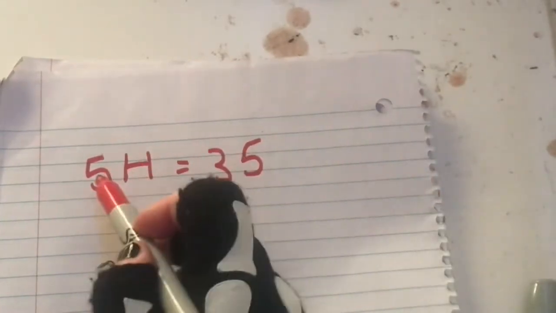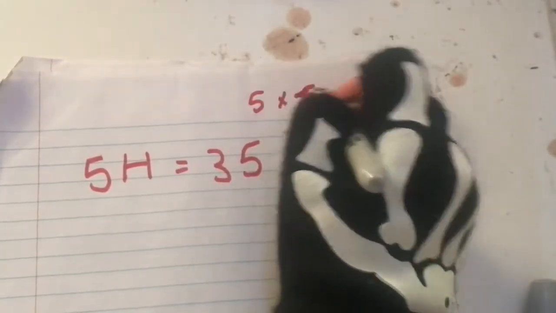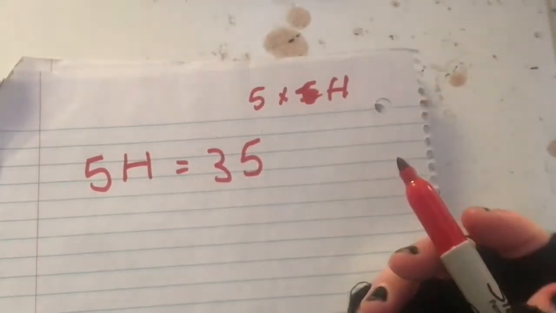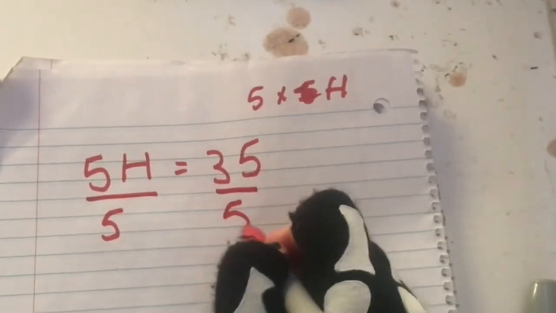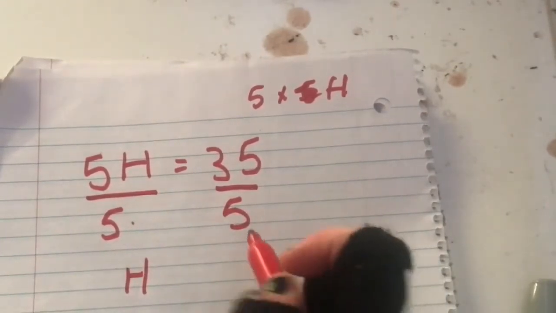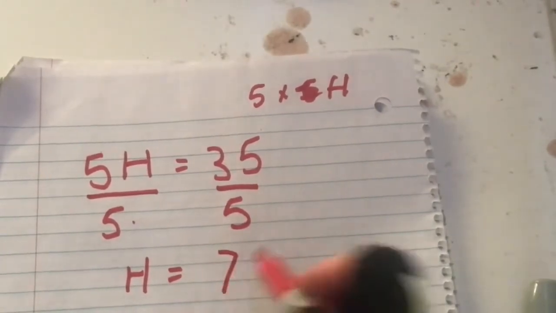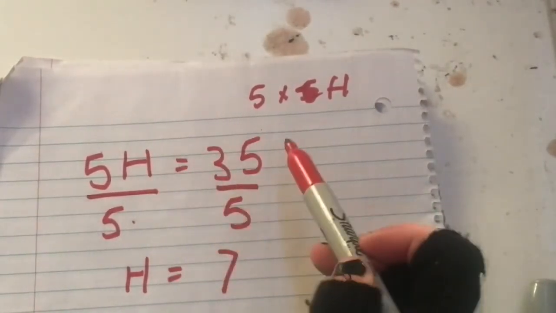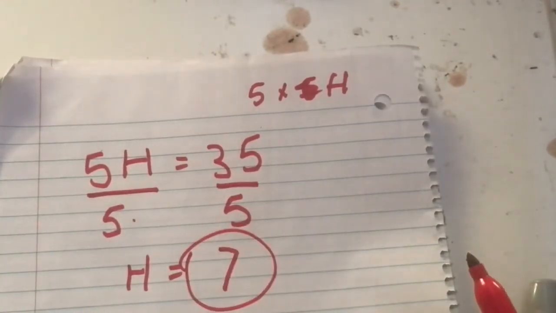So 5h is the same as 5 times h. So what you do is divide both sides by 5. This is 5 over 5, so that's the same as dividing, and you would get h. And then 35 divided by 5 is 7. So there, 5 can go into 35 7 times. And that's our answer. Good job.